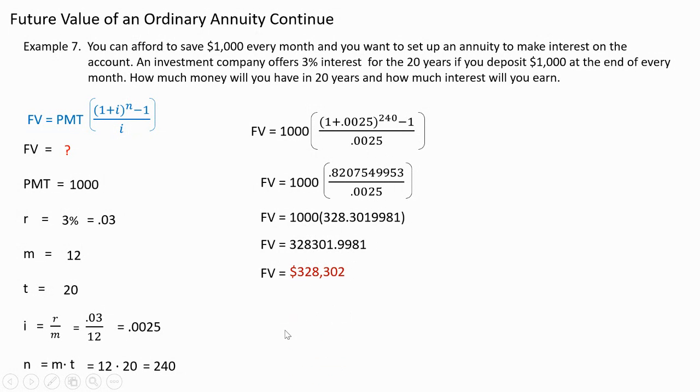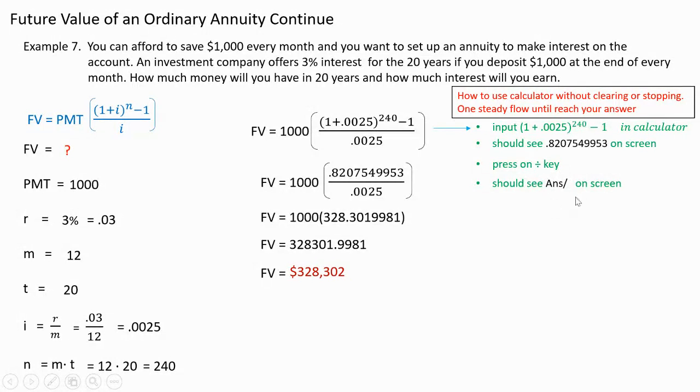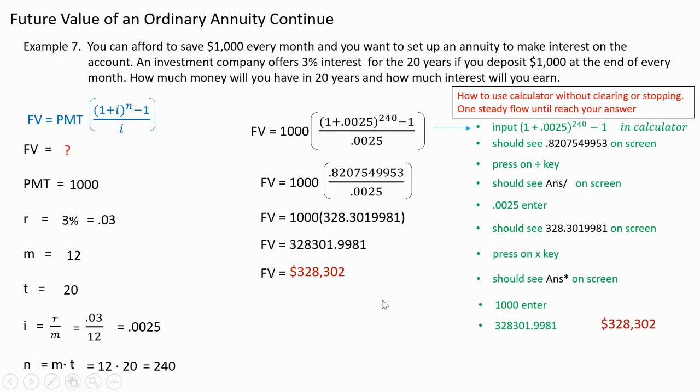Now let's see how much of it was interest. How do we do that? Again, I'm going to show you the same process, but with one steady flow of the calculator. This is what you input, minus 1. You see that's what we get, the 0.82075499953. Then you press the division key and divide that by 0.0025. You enter, and you see you get the same value as what we did here on the left. This is without leaving the calculator, something like a steady flow. Then you press the times key and multiply by 1,000, and you see the same answer.